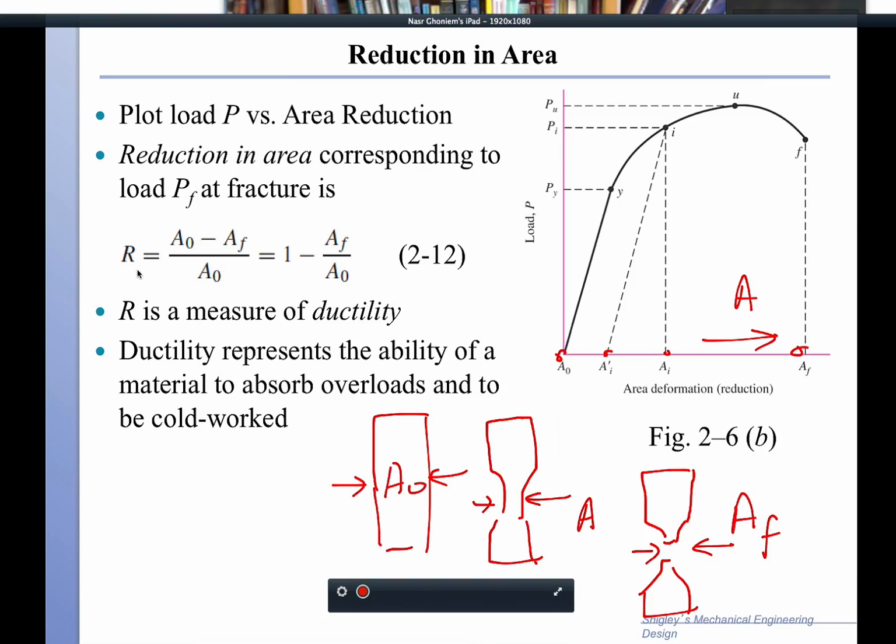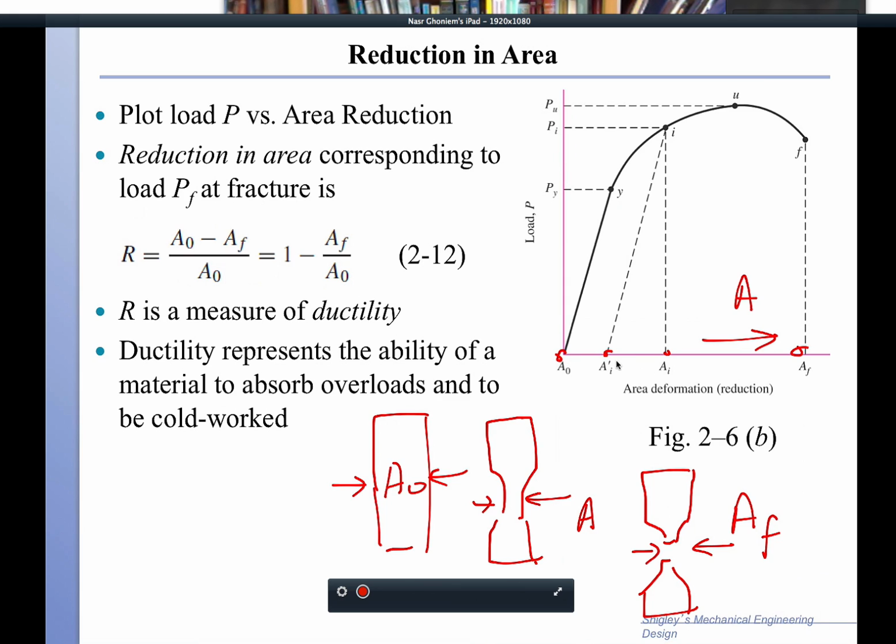So the reduction in area is similar to strain at failure, but it gives an indication about whether the deformation is localized and the fracture is a localized fracture. So the reduction in area is given here, and you can express it as 1 minus A_F divided by A0.